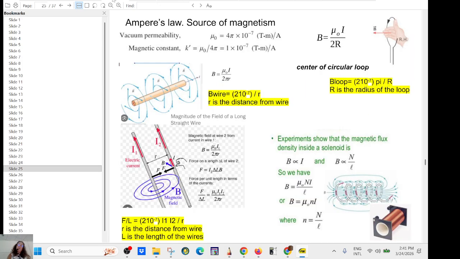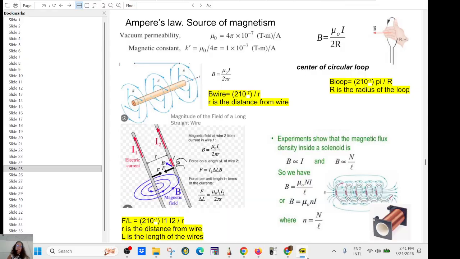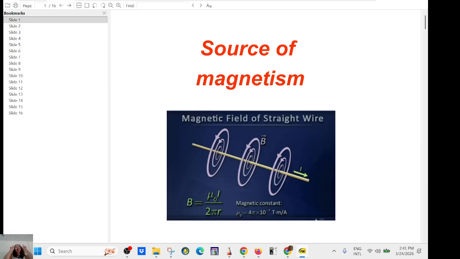So the magnetic force is always perpendicular to the magnetic field, perpendicular to the current. If the magnetic field is parallel to the velocity or to the current or anti-parallel, no force. So the magnetic force is a high maintenance force.